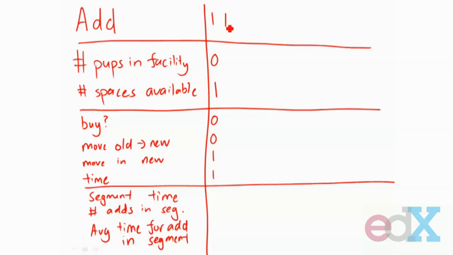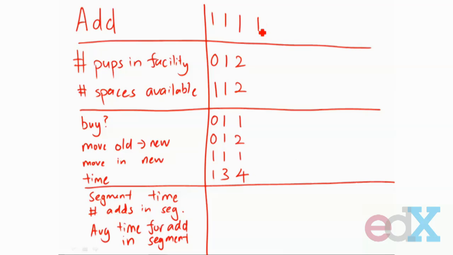When he adds the next puppy, there is currently 1 puppy in the facility and only 1 space. So the facility is full, which means he has to buy a new facility with double the space, move over the current puppy, and move in the new one. That takes 3 units of time. When he adds the next puppy, there are currently 2 puppies, but only 2 spaces as well, which means he does need to buy a new facility again, and he needs to move the old 2 puppies into the new space. That takes 2 units of time, and move in the new puppy, which takes 1 unit of time. That's 4 units of time there.